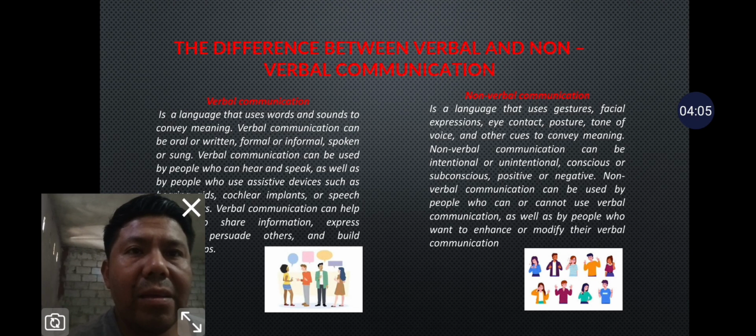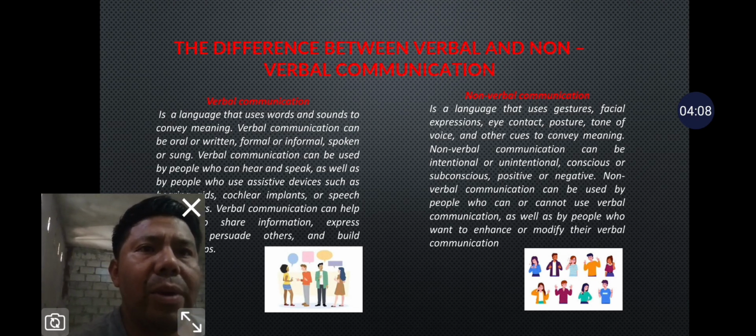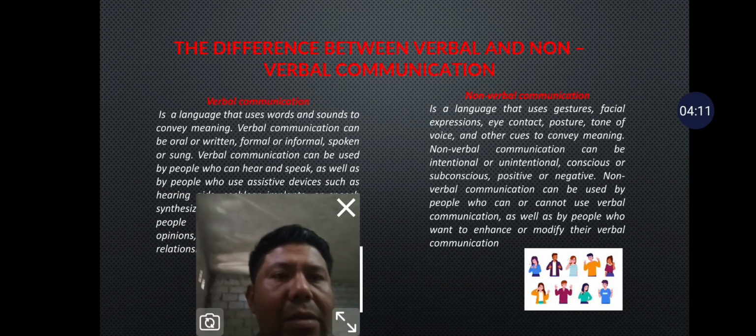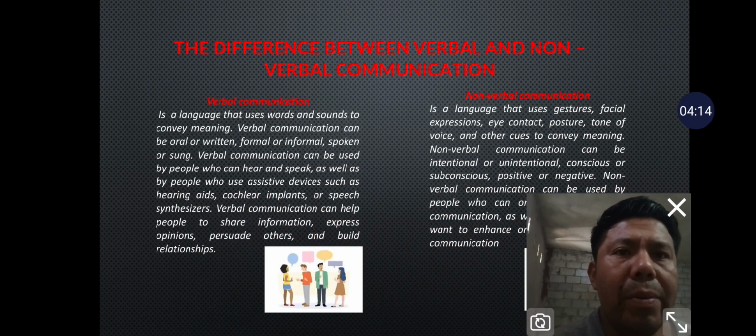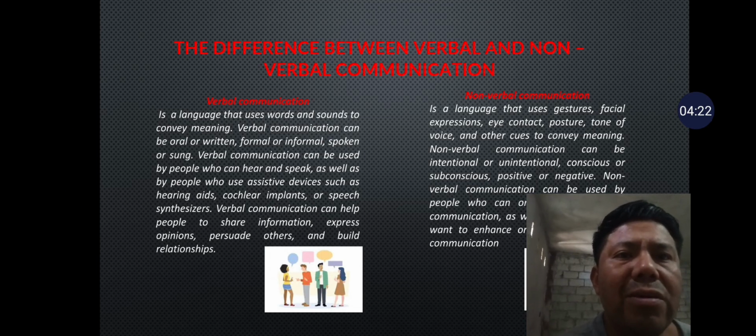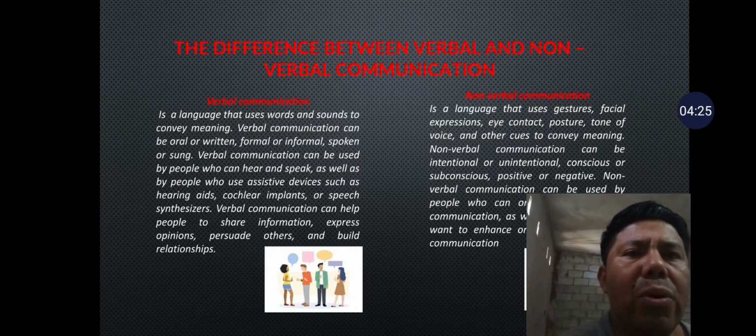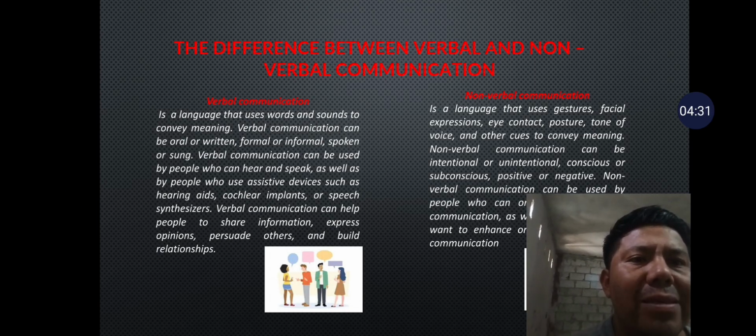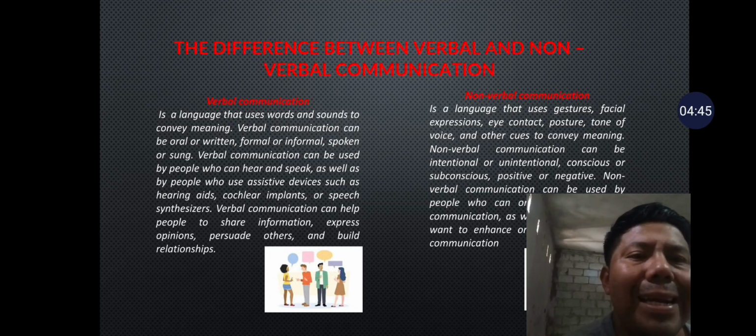In this slide we have the difference between verbal and non-verbal communication. Let's explain about this. Verbal communication is a language that uses words and sounds to convey meaning. Verbal communication can be oral or written, formal or informal, spoken or sound. Verbal communication can be used by people who can hear and speak, as well as by people who use assistive devices, such as hearing aids, implants, or speech synthesizers. Verbal communication can help people to share information, express opinions, persuade others, and build relationships.